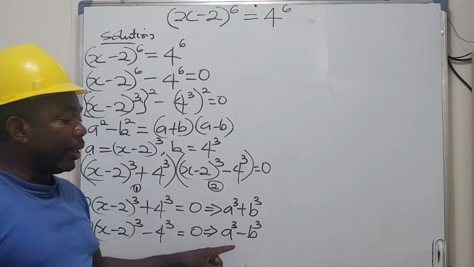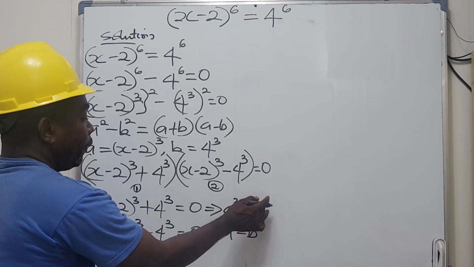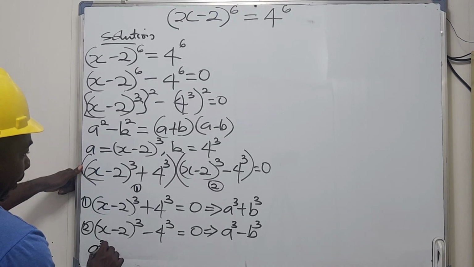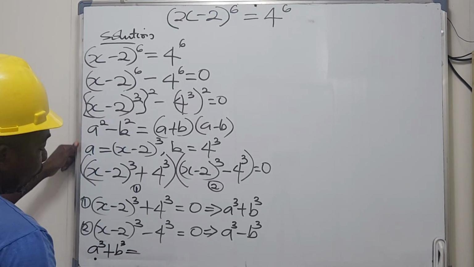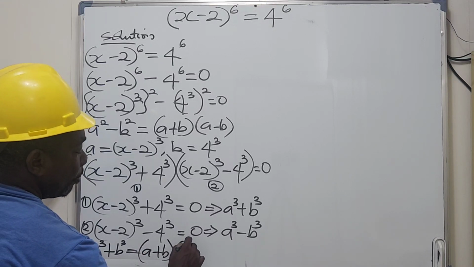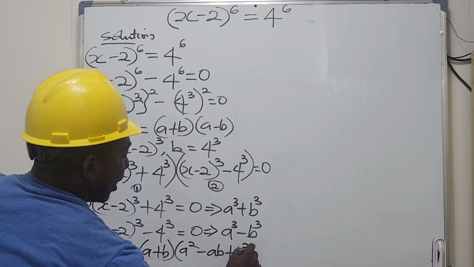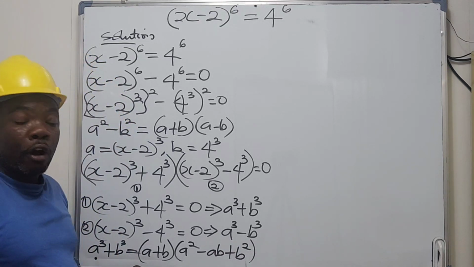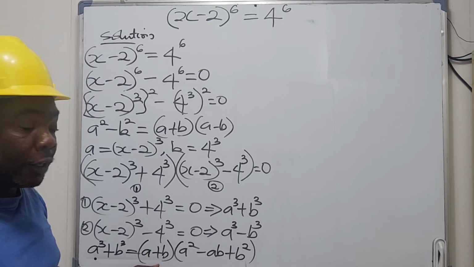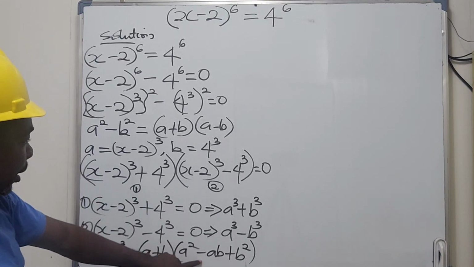So what we are going to evaluate now is the addition of 2 cubes and the difference of 2 cubes. The first one, which is the addition of 2 cubes, is a to the power of 3 plus b to the power of 3. The solution is a plus b all into a to the power of 2 minus ab plus b to the power of 2. So this is the solution of the addition of 2 cubes. Let's solve this first one first.